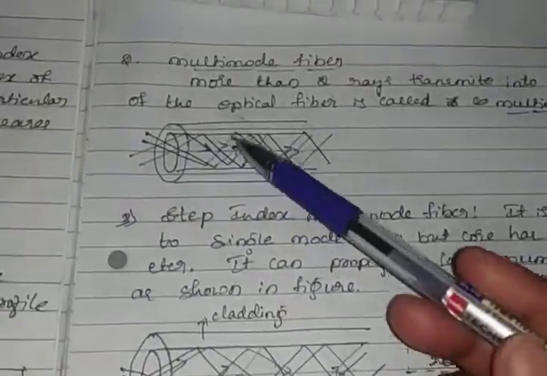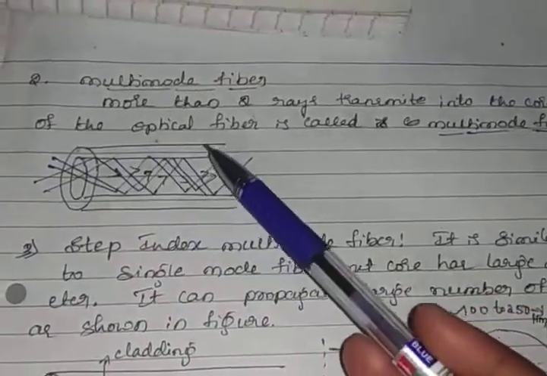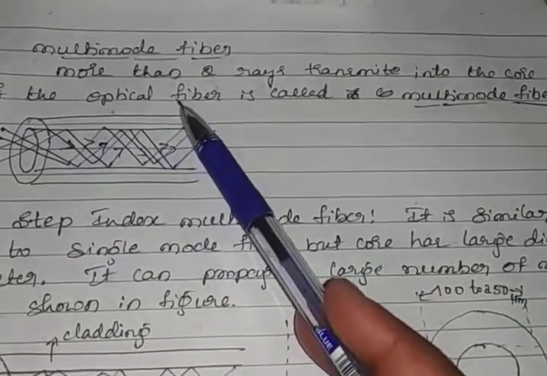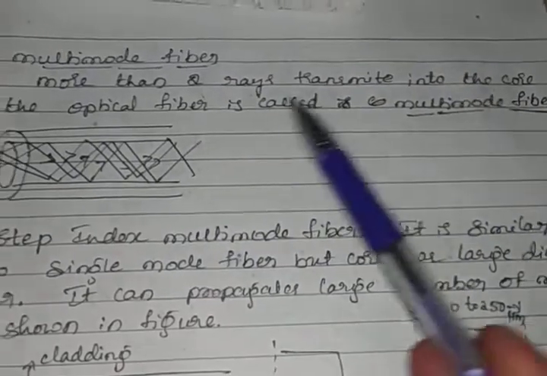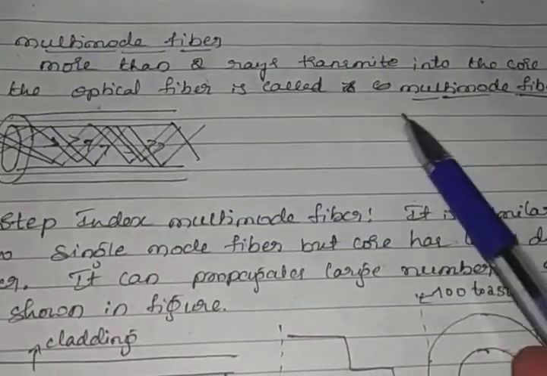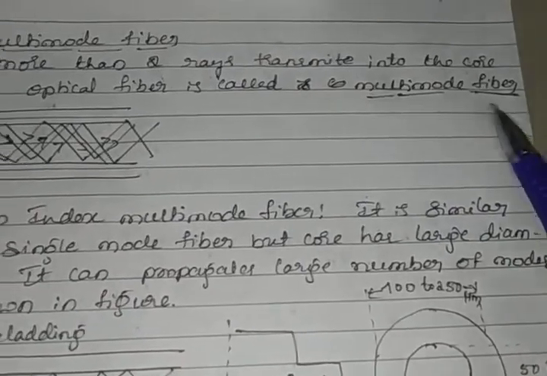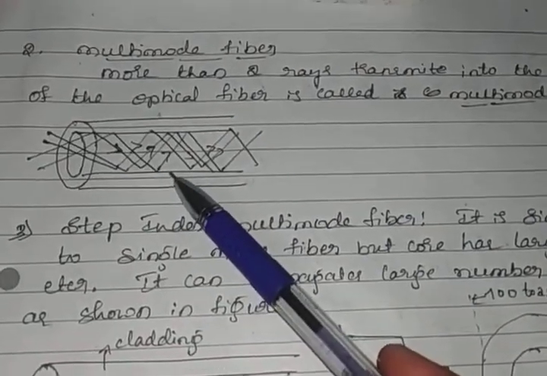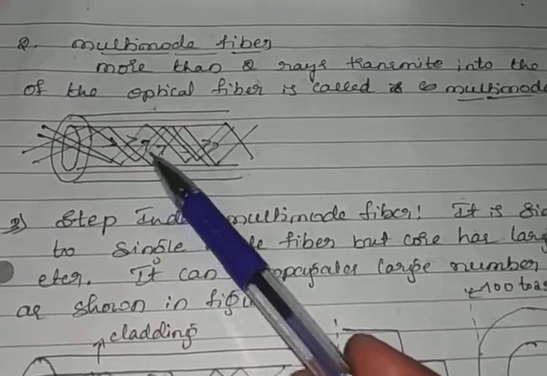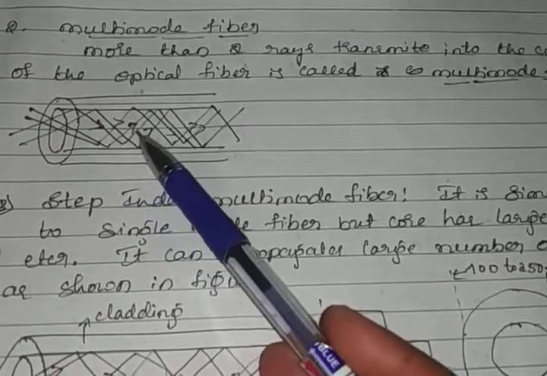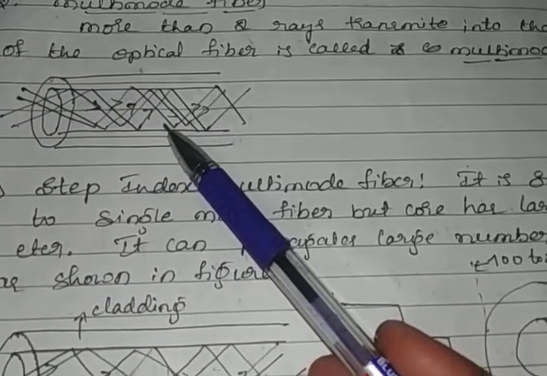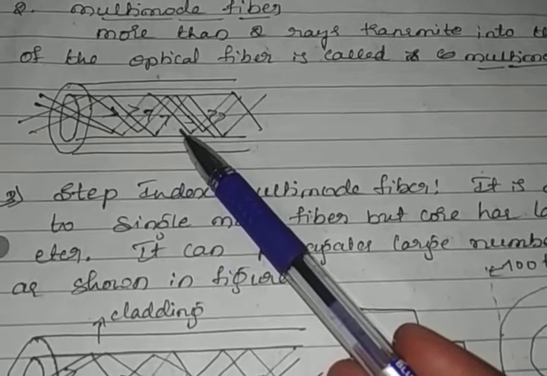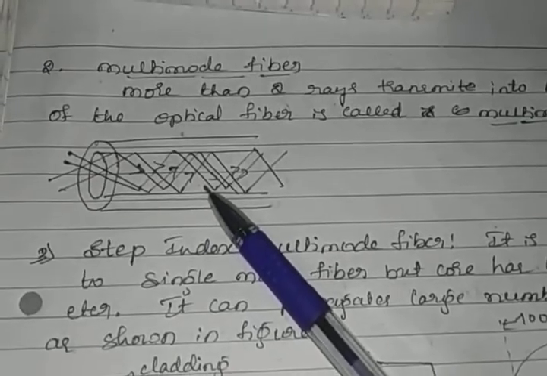Okay, so next is multi-mode fiber. In multi-mode fiber, more than two rays are transmitted into the core of the optical fiber. So inside the core, more than two light rays, okay, these represent more than two light rays transmitted easily into the core of the optical fiber. Such type of fiber is called multi-mode fiber.